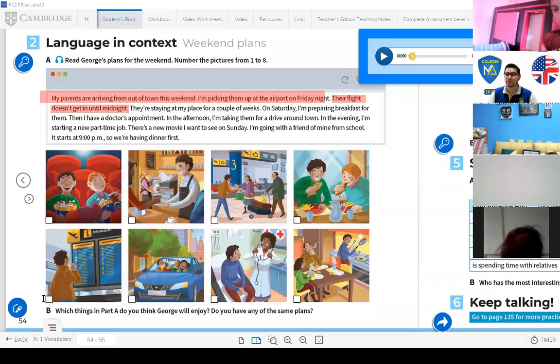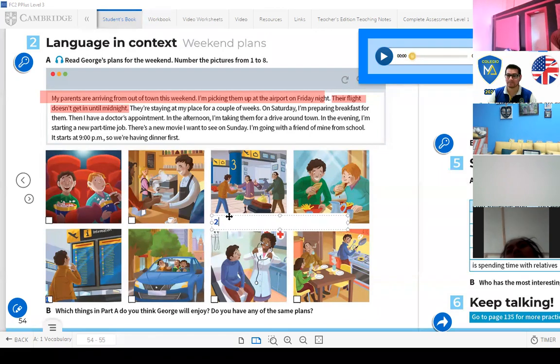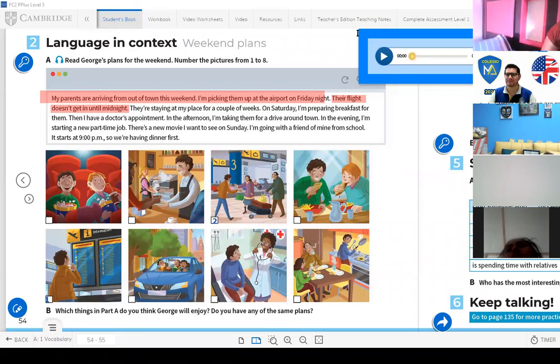Because he went to the airport, and he's waiting for the flight, no? And what should be until midnight? This should be number two, right? Okay, he's waiting. What else? What else do you know? What else do you think should be the next part? It says they are staying at my place a couple of weeks.